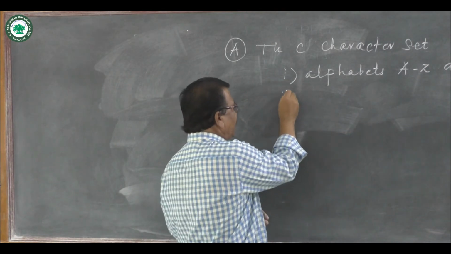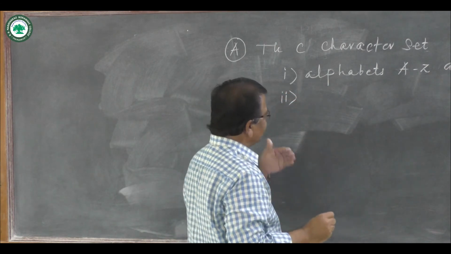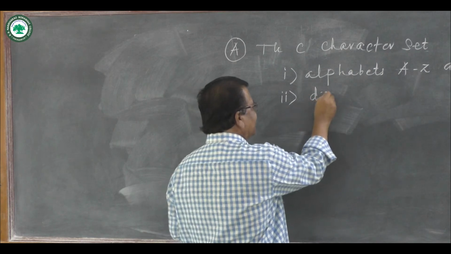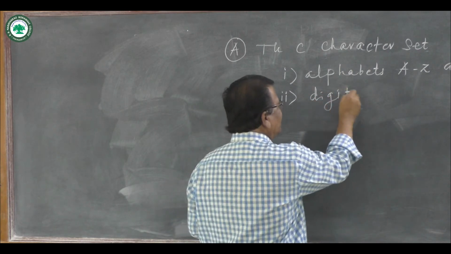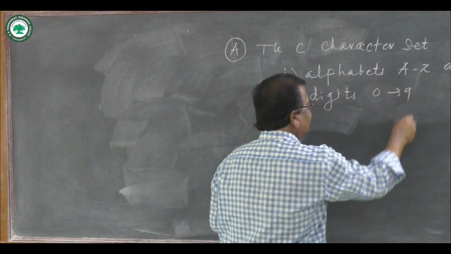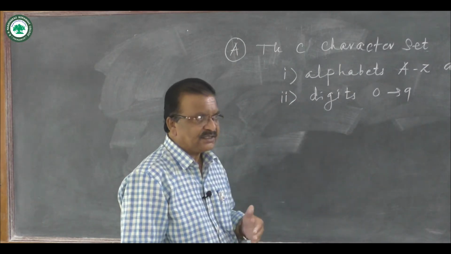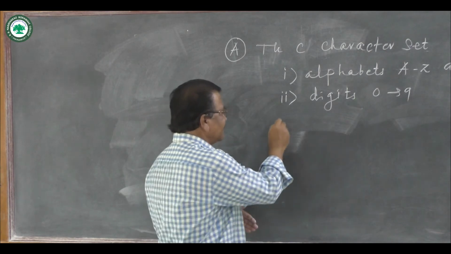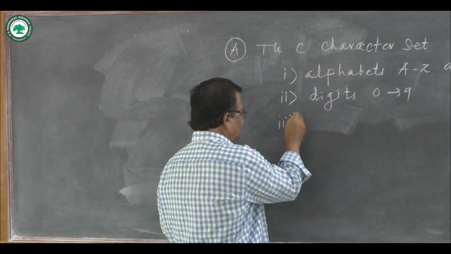Then in a C program, the characters that are permitted are digits from 0 to 9. 0 to 9 digits or their combinations are permitted in C. And then the third one, special symbols.